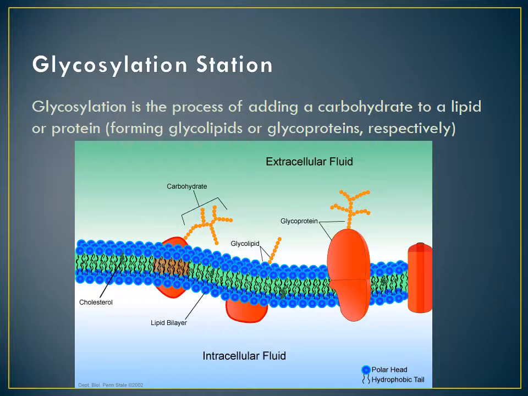So when you add a carbohydrate to a lipid, you form a glycolipid. When you add a carbohydrate to a protein, what do you think you form? A glycoprotein. Because what does glyco mean? Sugar, carbohydrate. So through the process of glycosylation, you can make either glycolipids or glycoproteins, which can interact in the membrane.